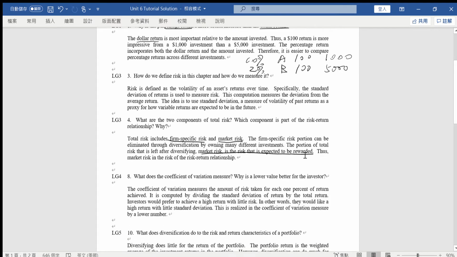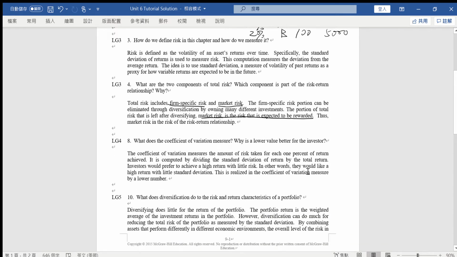Number 4, question 8. What does the coefficient of variation measure? Why is the lower value better for investors? First of all, you should identify what the coefficient of variation is, and give the formula first. That will be CV equal to standard deviation over the average return.